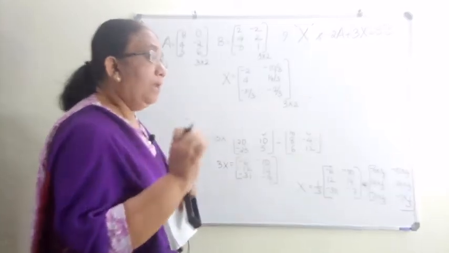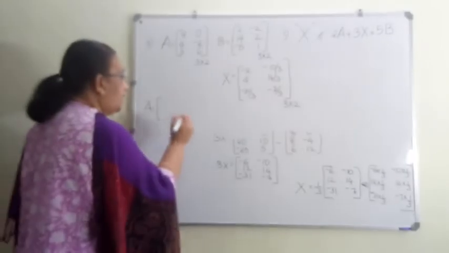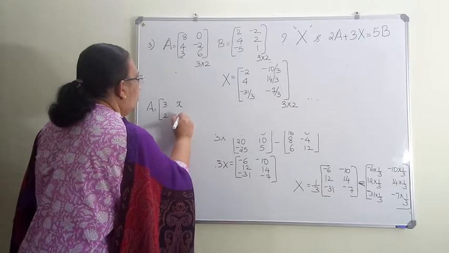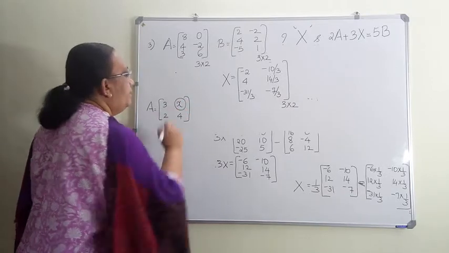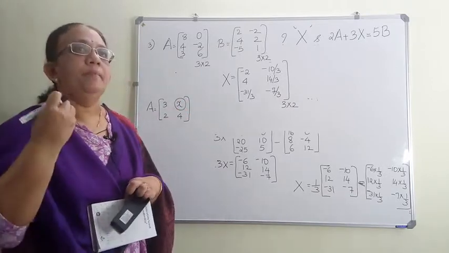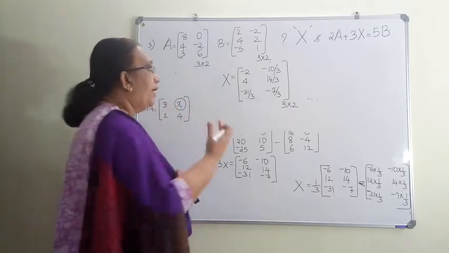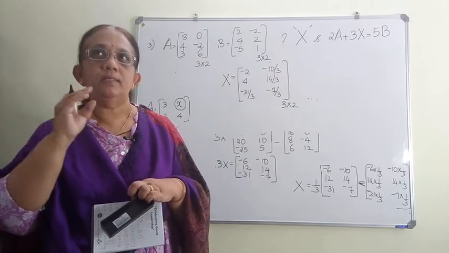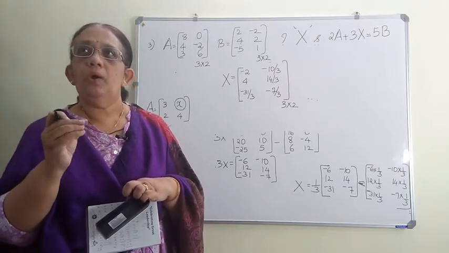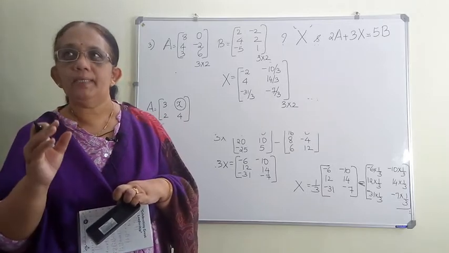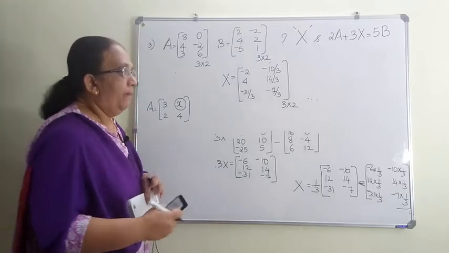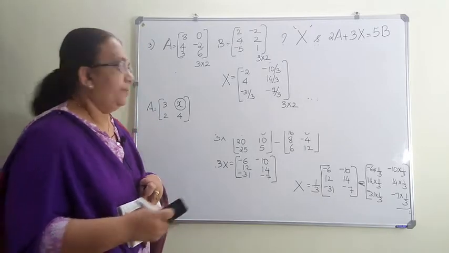If it is an element x in a matrix A, it will be written as small x 2, 4. Element x will be denoted by a small letter, but matrix X or matrix Y will be denoted by capital letters. So you have to understand the difference between capital X and small x in the case of a matrix. Capital X means it is a matrix. Small x means it is an element of a matrix. I hope you all understood the concept.